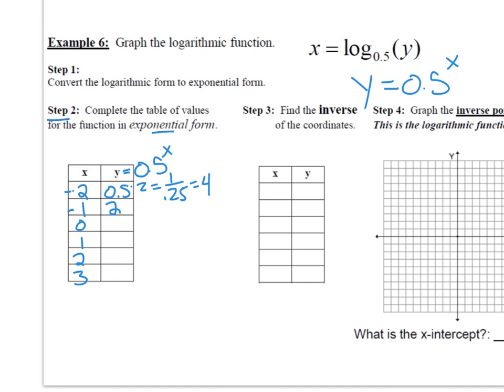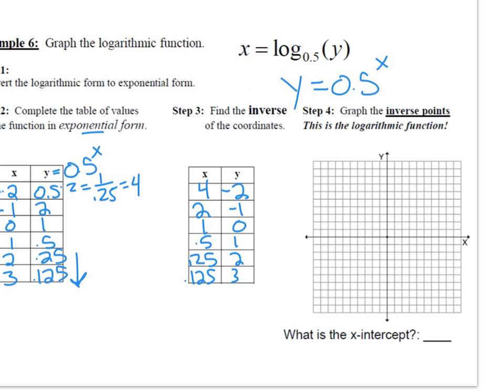If you do negative 1, you're going to get 2, 1, 0.5, 0.25, and 0.125. So they're getting really small as I move this way. They're getting big as I move the other way. Now over here I want to switch my x's and my y's. So my negative 2, 4 becomes 4, negative 2. 2, negative 1. 1, 0, 0.5, 1, 0.25, 2, 0.125, 3.